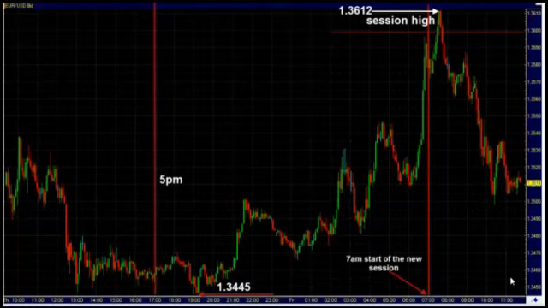In this next example, we're going to show you the same chart, which is a Euro USD 5-minute chart, but we're also going to show you what happened after the US session started. First, let's go to the left.